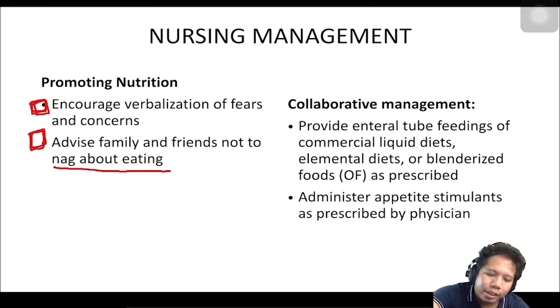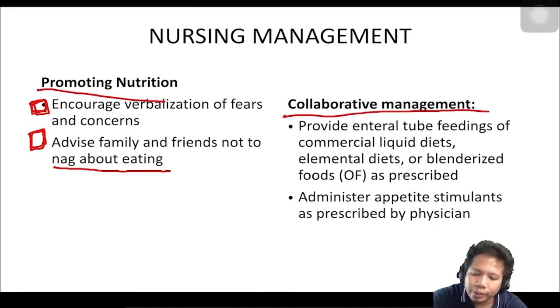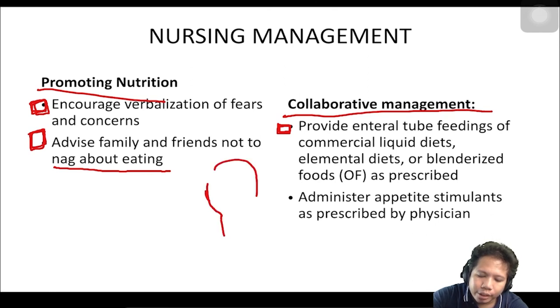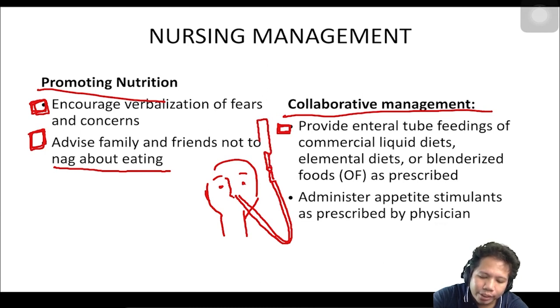So, for our collaborative management, okay, provide, if ever nahirap talaga kumain yung patient, provide enteral tube feeding for commercial or liquid diets. Okay? So, when we say enteral feeding, dito na pumapasok yung ating NGT, yung ilong ng patient, meron tube na linalagay sa patient. That's called an NGT. Tapos pag sinabi natin tube feeding, meron yan na bulb syringe. Tapos dito niya ilalagay yung feeding. If ever hindi makalunok yung patient. Para so that they could absorb the nutrients, at least get some nutrients.